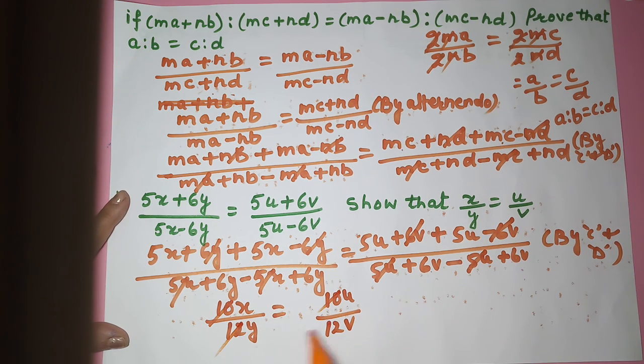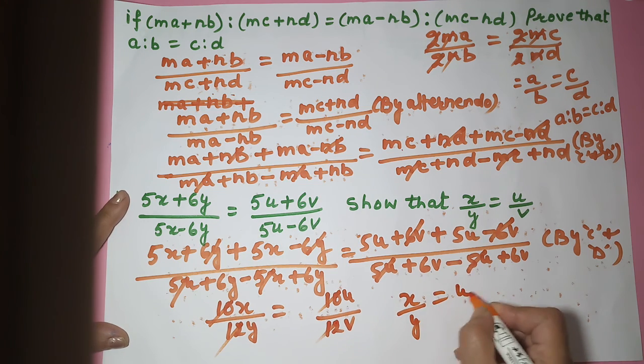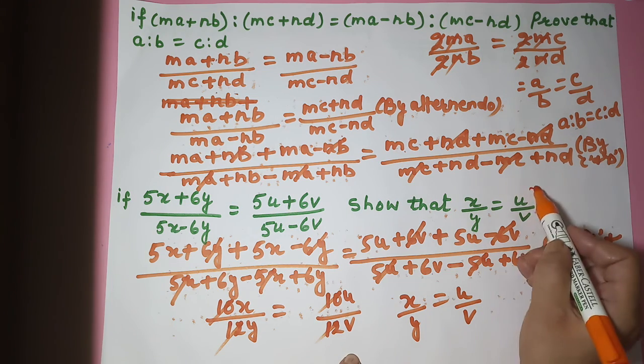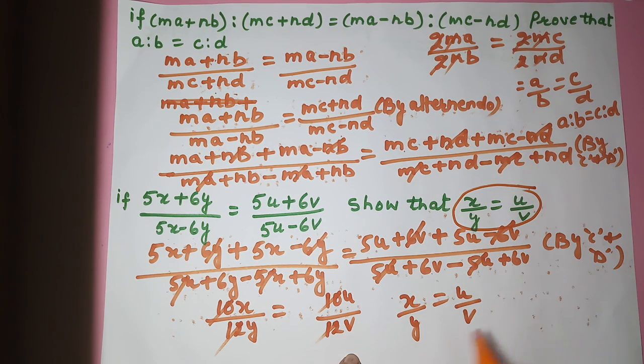10 and 10 will go, 12 and 12 will go. I am left with x by y equal to u by v. Now here you don't need to write this in this form because you are asked to show that. This is it.